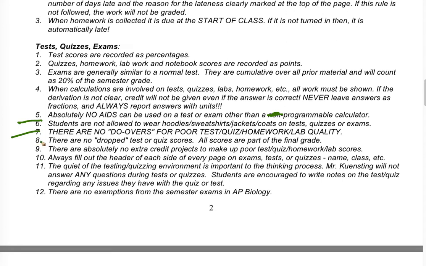There are no drop test scores. All scores are part of the final grade. There are no major extra credit projects to repair damage done to a grade because you bombed a test. That doesn't happen. Also, when you're turning in quizzes, tests, lab work, or homework, always fill out the header on the top of each side.